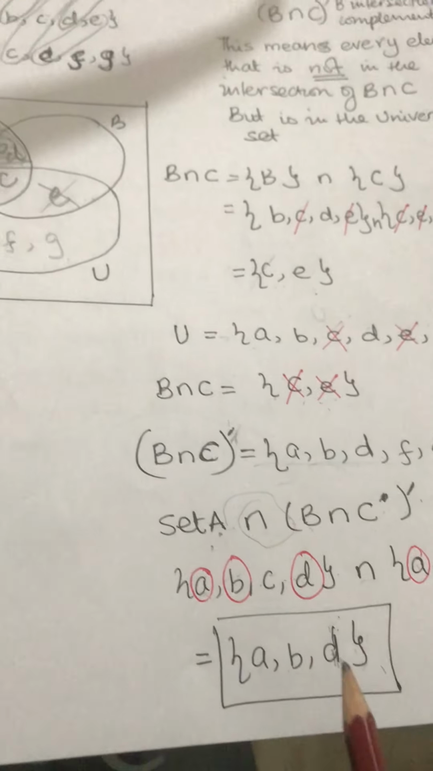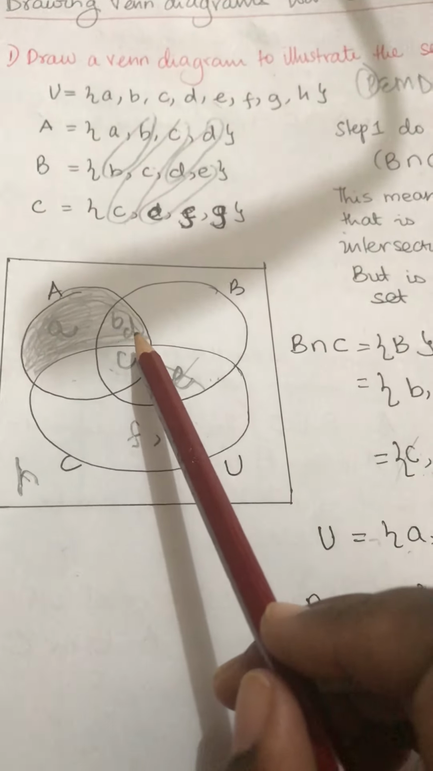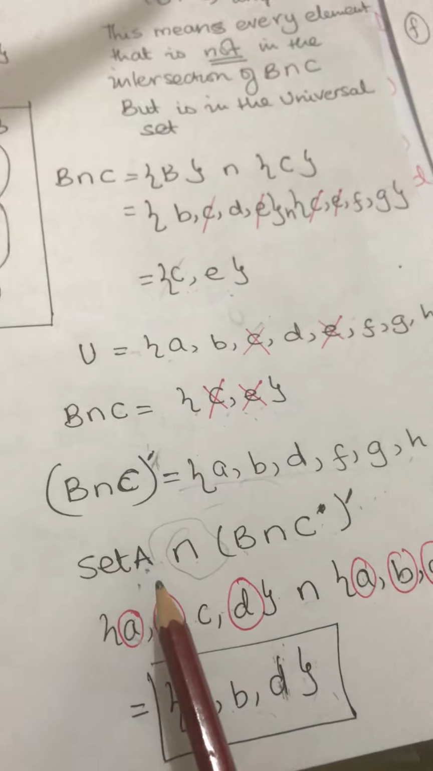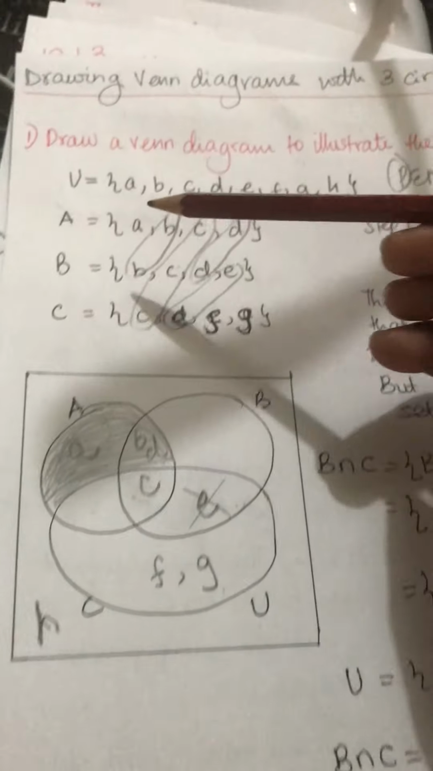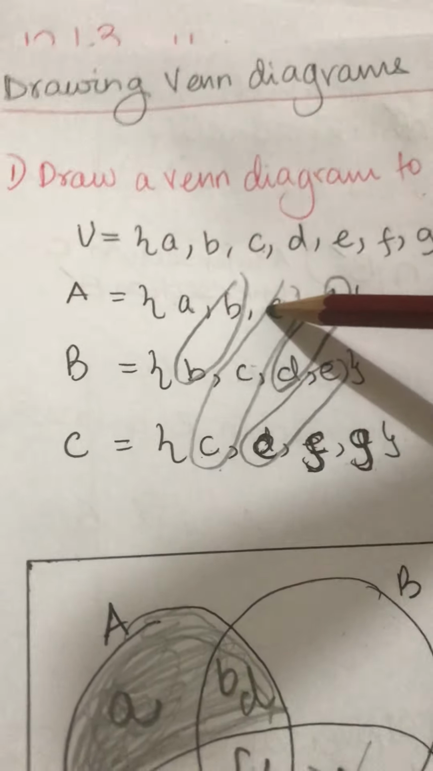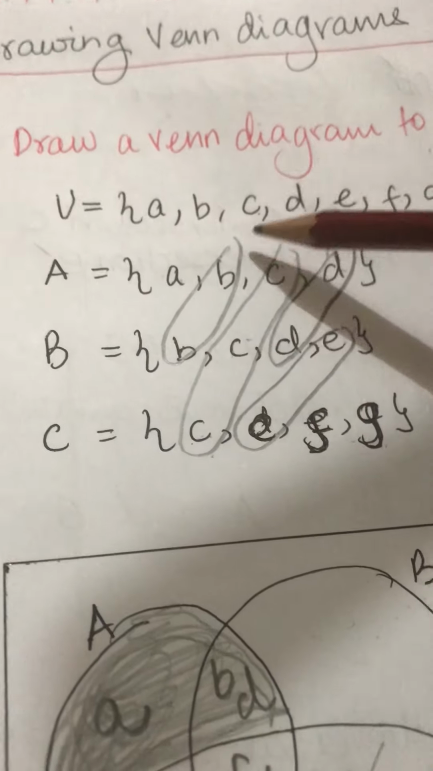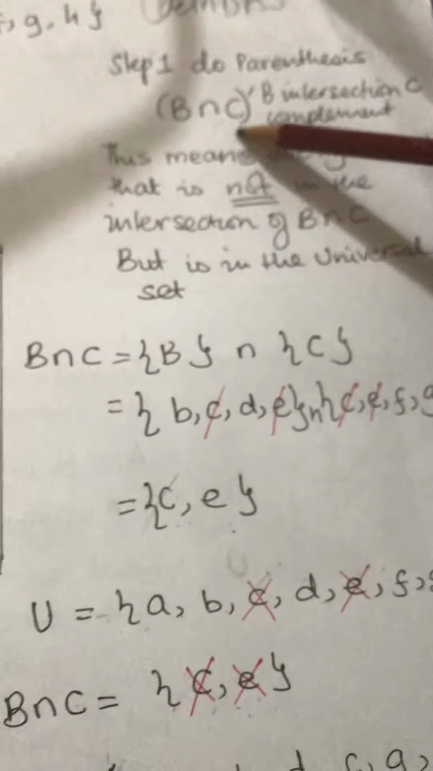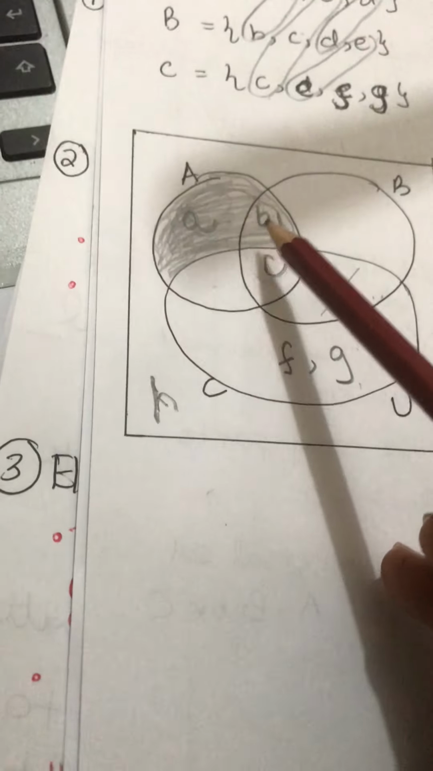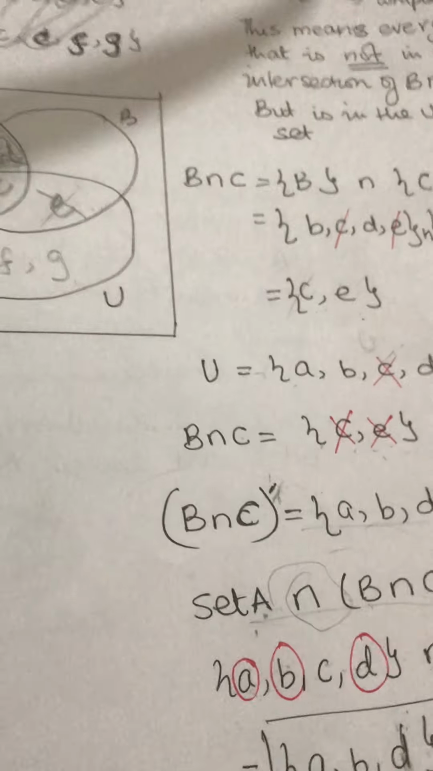Okay. If they tell you to draw a Venn diagram like this, just make your own. Make your own U, make your own A, like that. Make your own sets. Fill out your Venn diagram, solve it like this, then you will find your answer for the Venn diagram. Okay? All right.